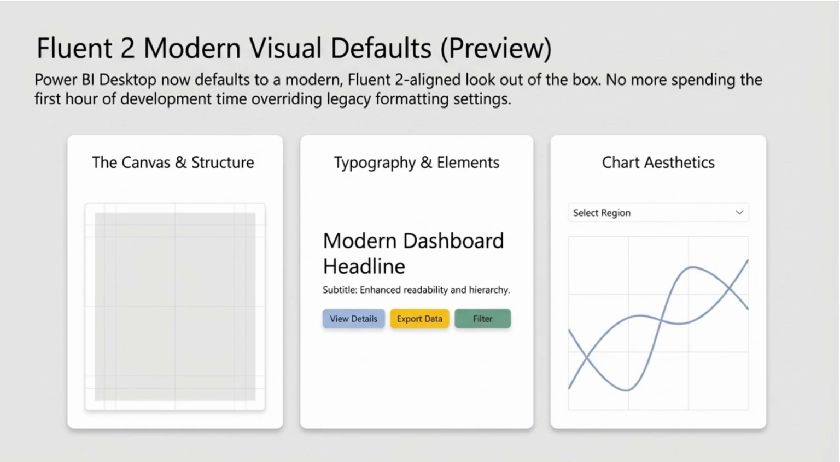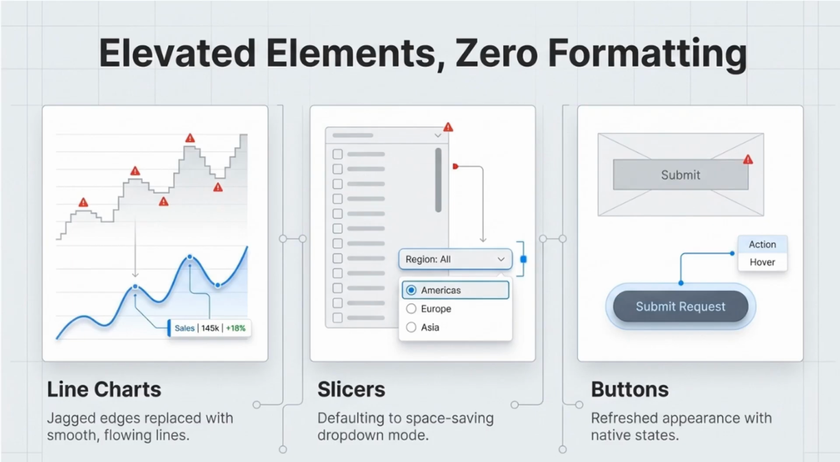Hello everyone. Power BI Desktop visuals now start with a modern look. The March 2026 Power BI update introduced an updated base theme with uniform padding, uniform styling, and a default canvas size of 1080 by 1920. Visuals display smoother lines, slicers default to drop-down, and buttons feature a refreshing appearance without requiring manual formatting. In this video, I will show you a few things.